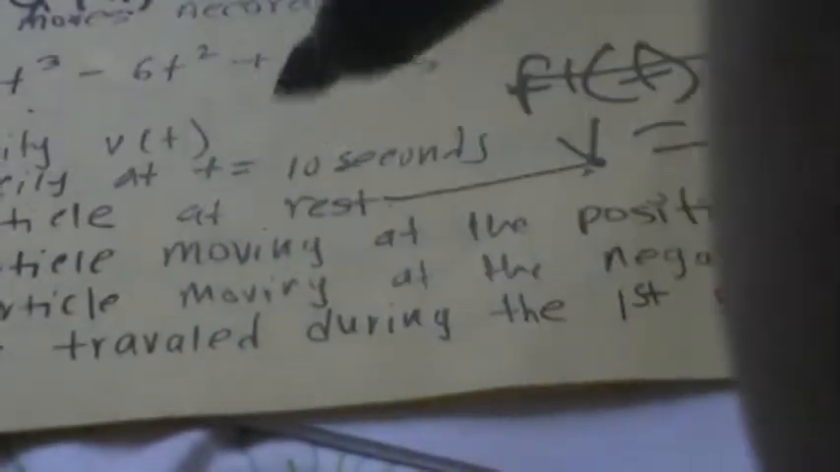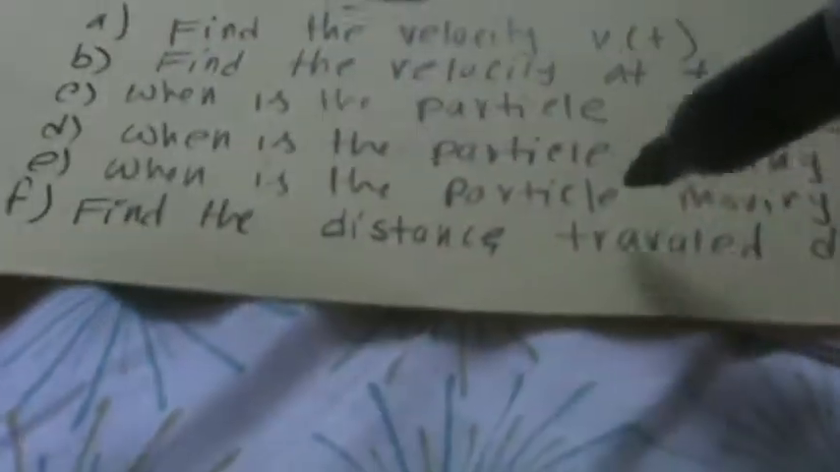Find the distance traveled during the first 5 seconds. Again, think about what they're asking you, distance or velocity, and what are they telling you time is equal to. So this is probably the easiest question, which is part F. Find the distance traveled during the first 5 seconds.